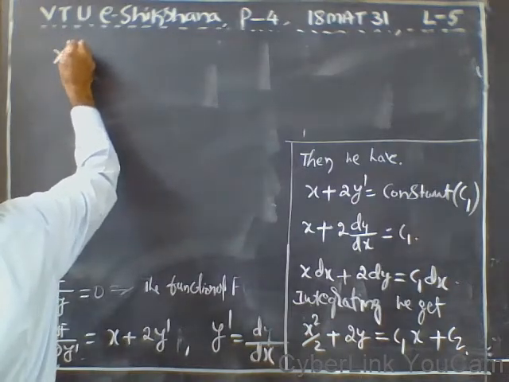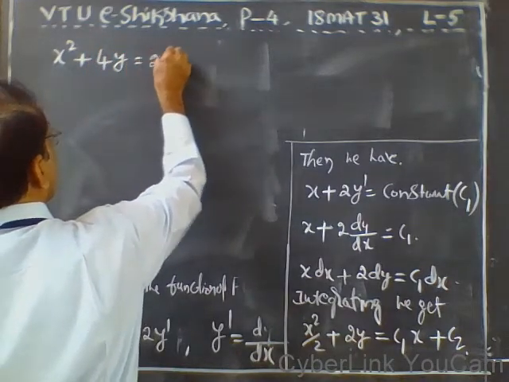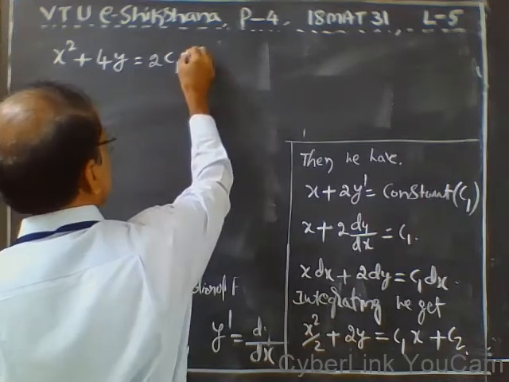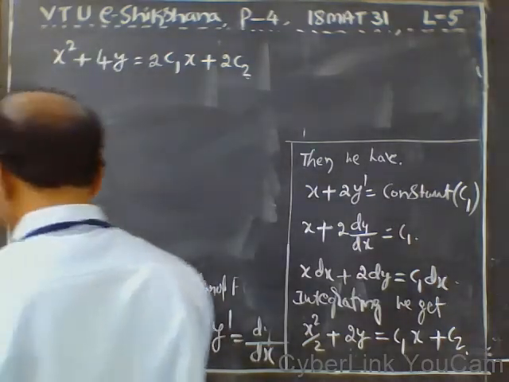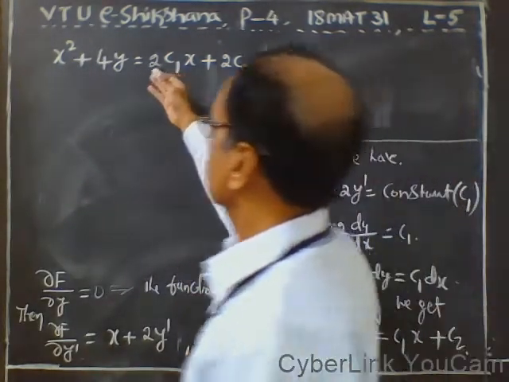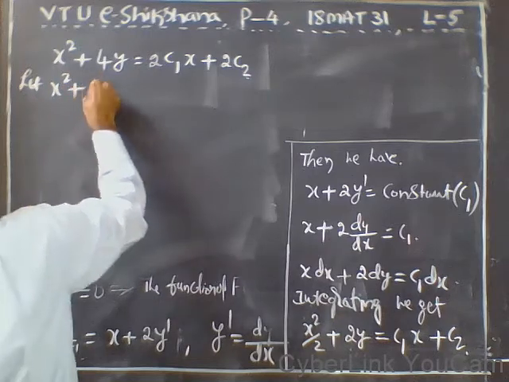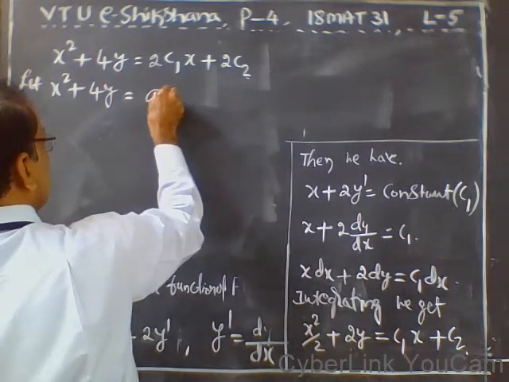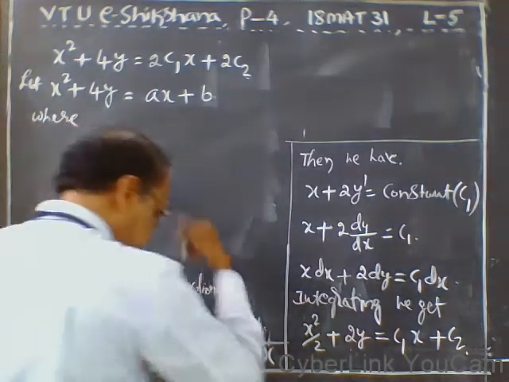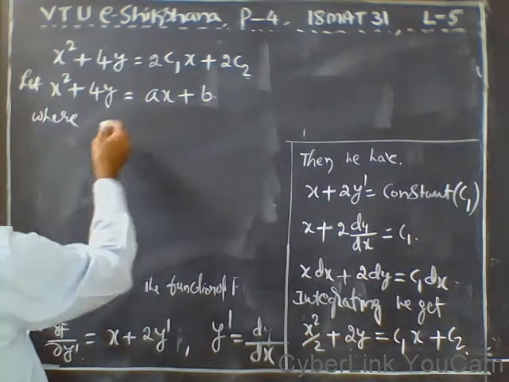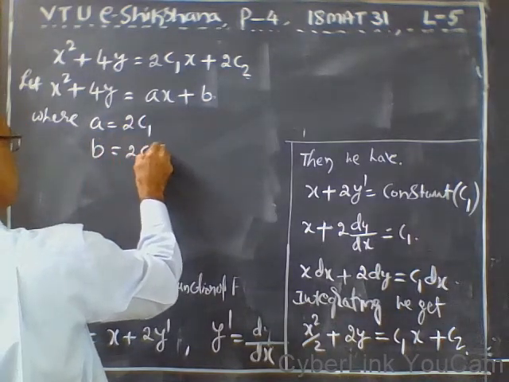That is x square plus 4y is equal to 2 times c1, x plus 2 times c2. Afterwards you can write these as some other constants, that is 2 times c1 and 2 times c2. Let x square plus 4y is equal to a into x plus b, where we represent these two constants together with another quantity, that is a is equal to 2 times c1 and b is equal to 2 times c2.